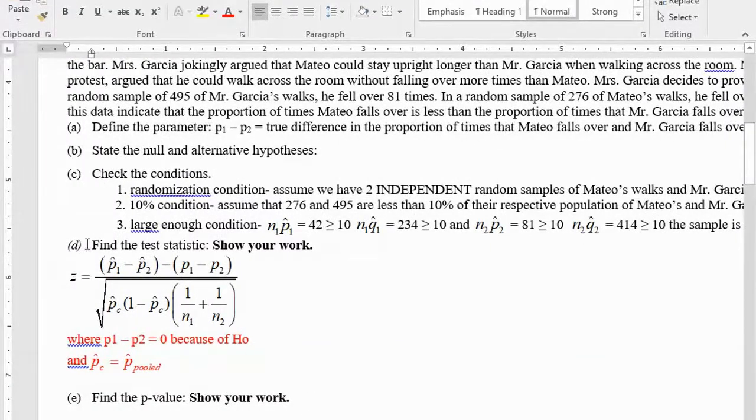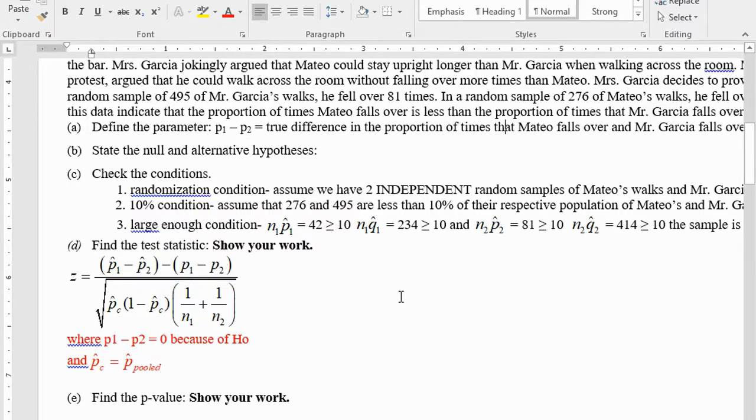All right. I already told you P hat 1 is the proportion of times Mateo fell over. So substitute that in. Minus P hat 2 is the proportion of times Mr. Garcia fell over. Substitute that in. Okay, now minus the true difference between P1 and P2. Technically we don't know the true proportion of times that Mateo falls over overall. Neither does Mr. Garcia. We don't know that.